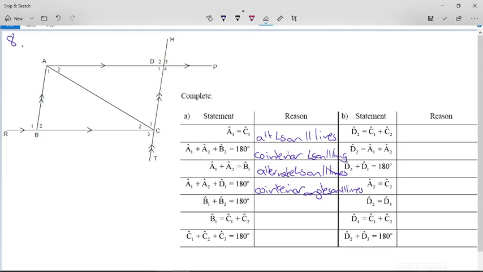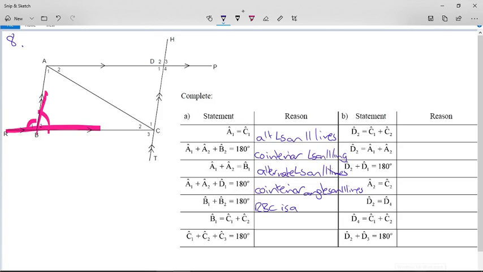Then it says to you B1 plus B2. Where's B1? B1 over here plus B2. Oh, have a look here. Of course they equal 180. Why do they equal 180?